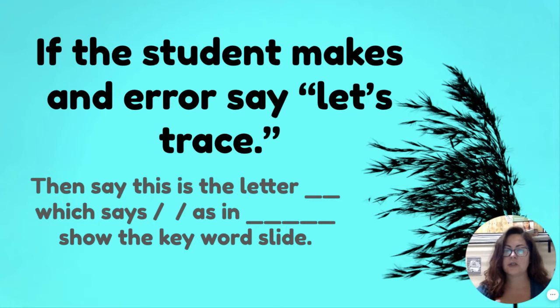Remember, parents and teachers at home or wherever, when they make an error, have them trace it 3 times. And you would say something like, this is the letter M, which says as in mouse. You would show the keyword slide. I think it's mouse, I can't remember, but have them trace it 3 times. While they're looking at the letter, this will help them get a visual, kinesthetic, and an auditory input.